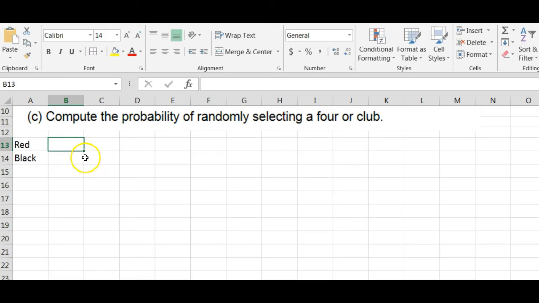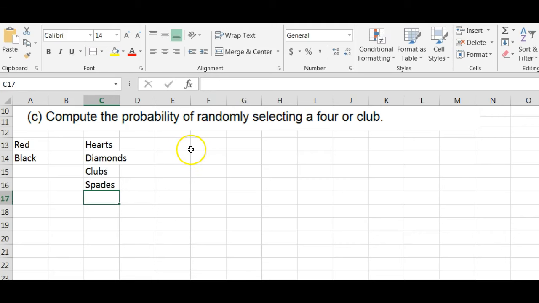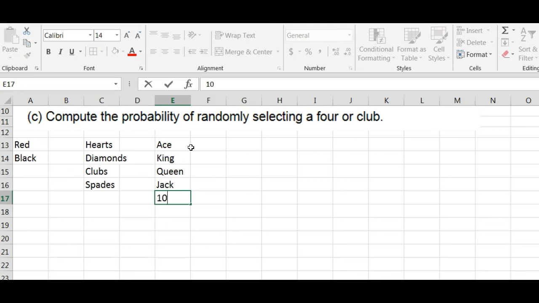They're red or black. Of those, the reds are hearts and diamonds, and the black cards are clubs or spades as far as the suit. And then within each of those, we have denominations: ace, king, queen, jack, 10, 9, 8, 7, 6, 5, 4, 3, and a deuce.